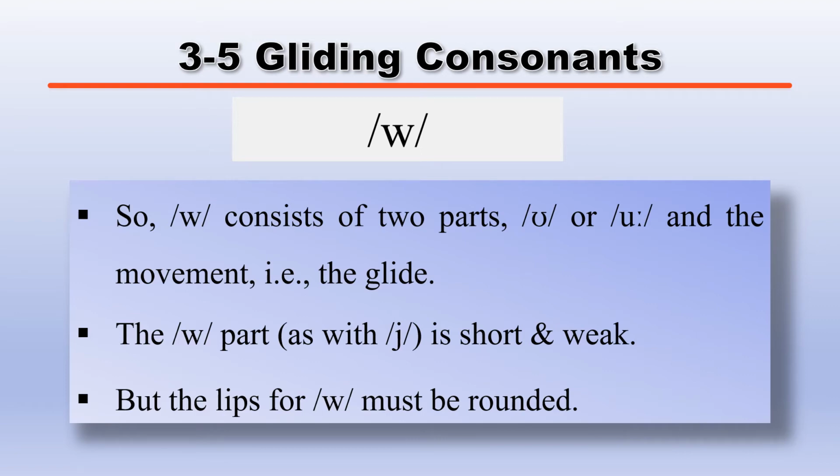This is the point that one student asked me about in the lecture. She said, I didn't understand, what do you mean by this point? The w part, because we said the w part means the u, or the first part of the w, is very short and weak, just like ye, as we have just said. But the lips with w must be rounded, must be rounded.